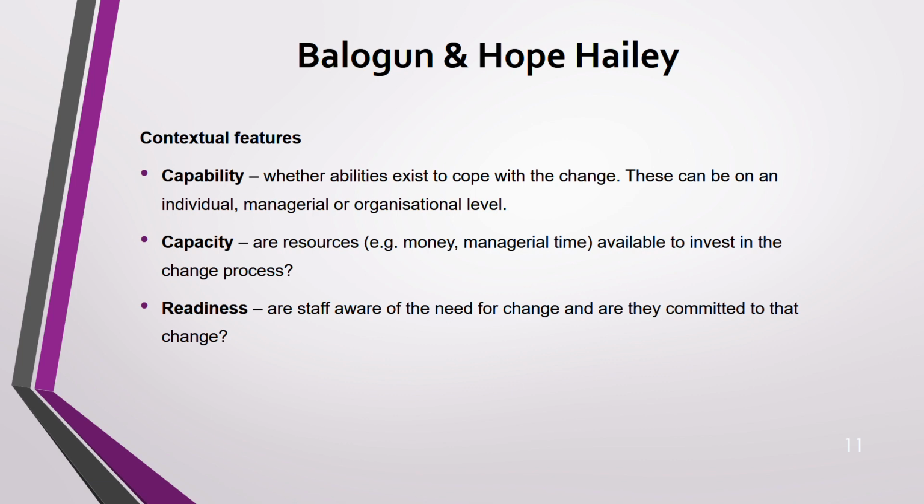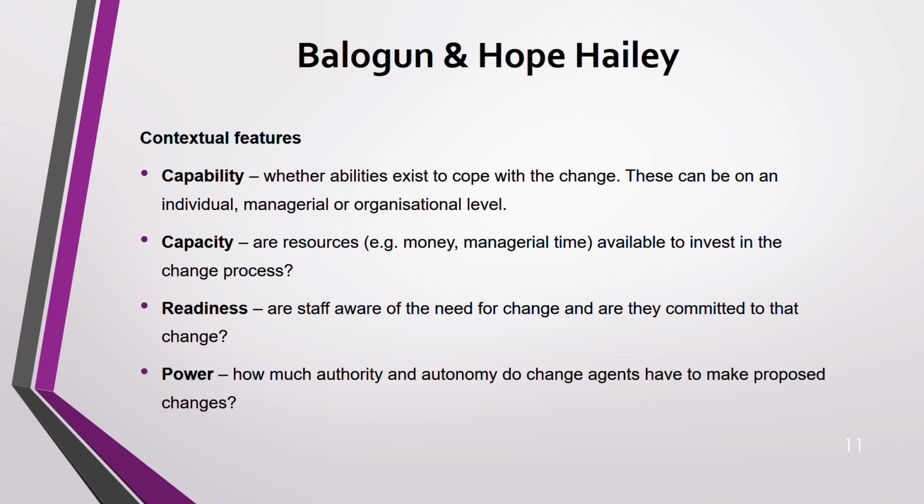I told you how, through Lewin's three-stage model. Unfreeze, change, refreeze. Power. How much authority and autonomy do change agents have to make the changes proceed? What is your power in the change? Do employees have a say when they want to change? Give them the power. Give them the authority. Involve them in the decision making so that they do not resist the change. Okay, so these are some features that you have to look into before actually making a decision to change. How much of your resources will be consumed, how ready are your staff, do you have enough capability, do you have the time, right?